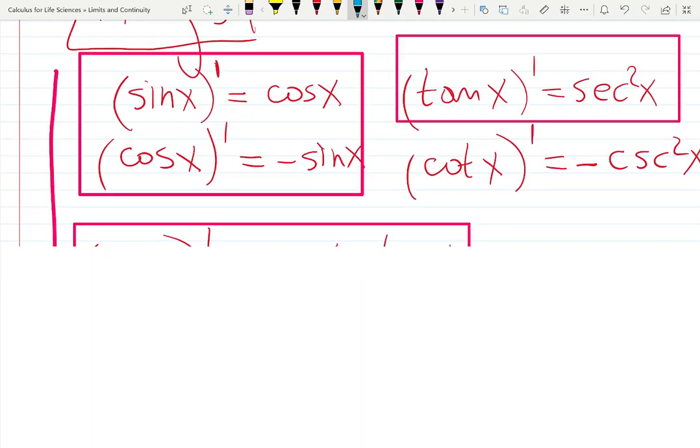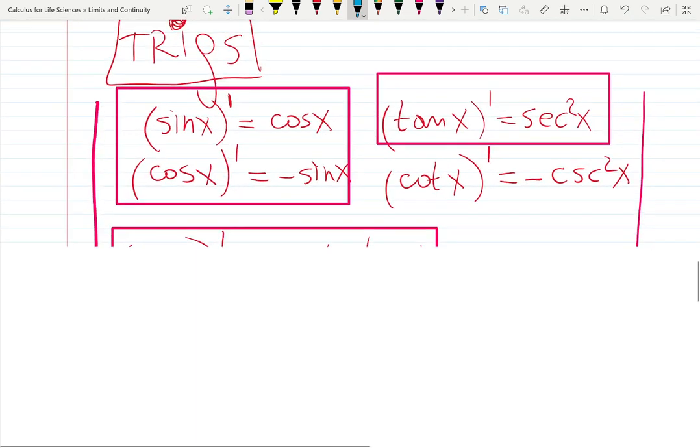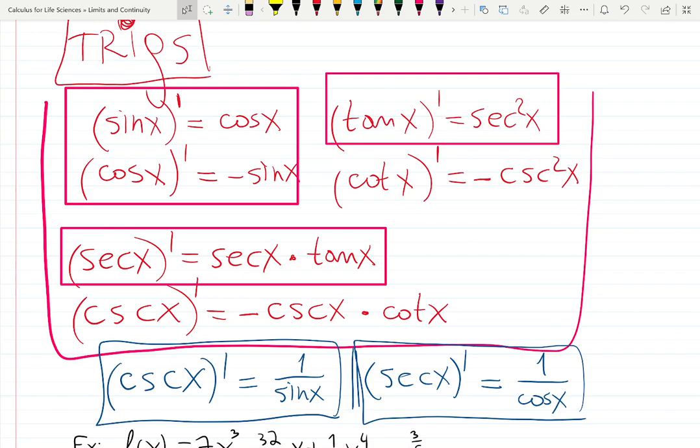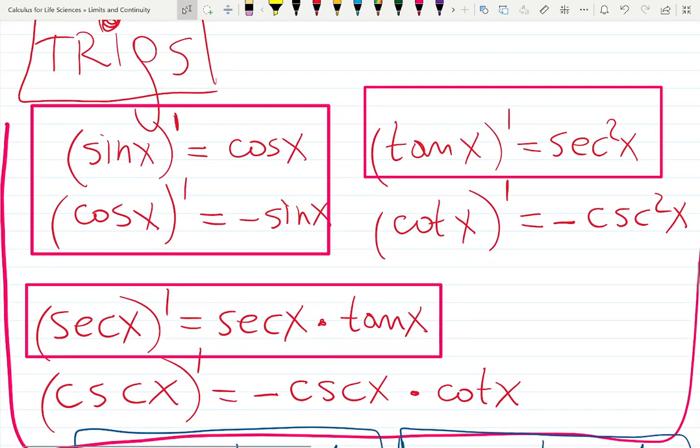Now, last thing, put it in the notes. Our derivatives of trigonometric functions. So the derivative of sine gives you cosine. Let me use the laser again. That's the formula we'll be using in the future. Derivative of sine is cosine. Derivative of cosine is minus sine. Derivative of tangent is secant squared. Derivative of cotangent is minus cosecant squared. Derivative of secant copies itself, gives you tangent. Cosecant copies itself with a negative, gives you cotangent.